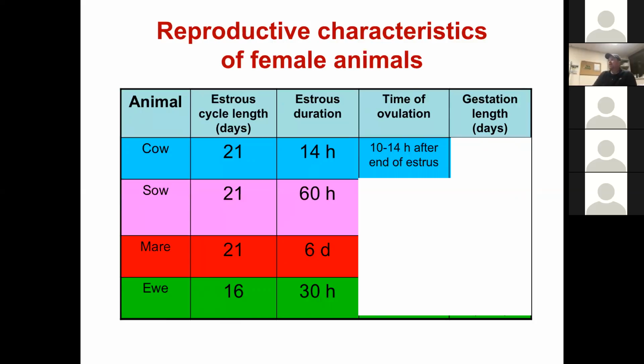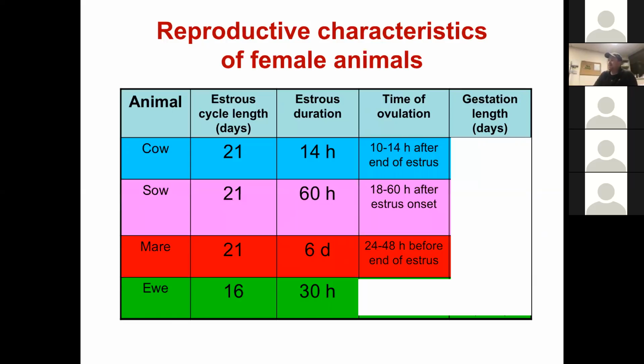How long do they ovulate after estrus? So this would be from the time that she first came into heat. From that point, how long is it? No, I'm sorry. This is after estrus, not after ovulation. So this would be once she stands and quits standing, she's going to ovulate about 10 hours after that, okay? A sow would be 18 to 60 hours. A mare, 24 to 48 hours. And a ewe, 1 hour before.